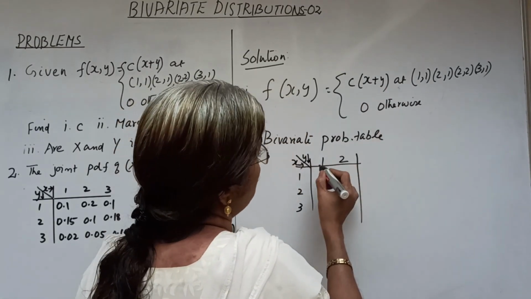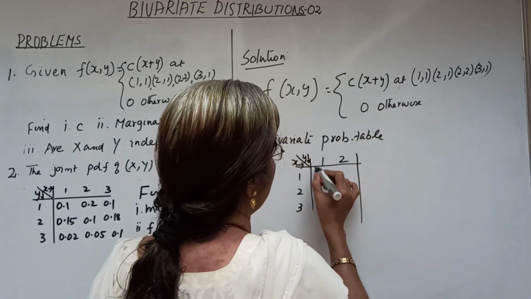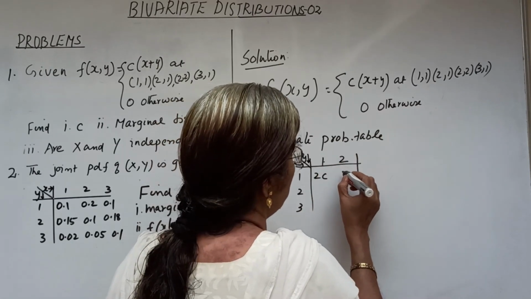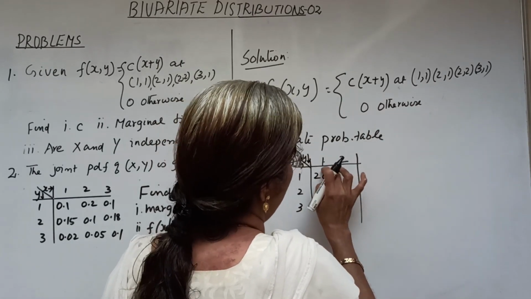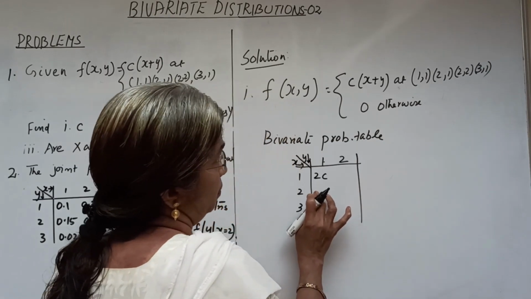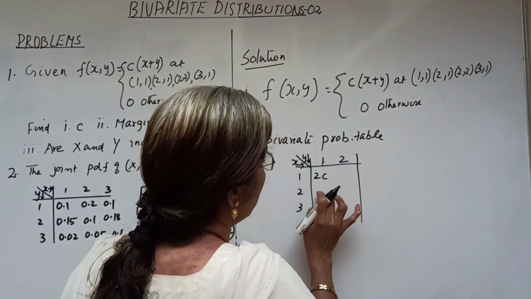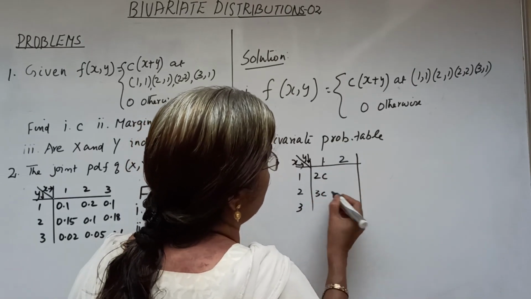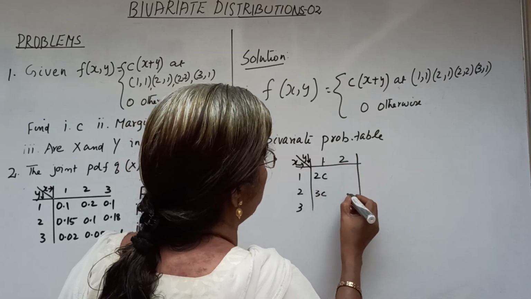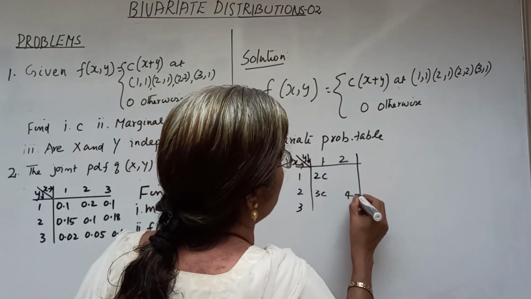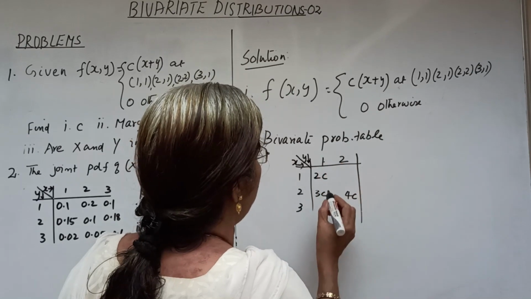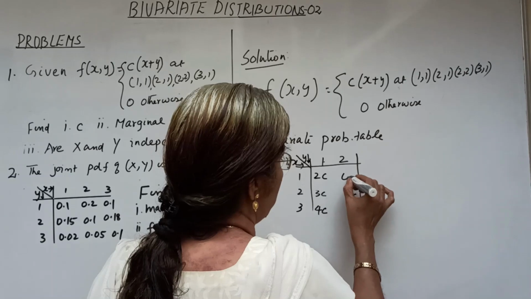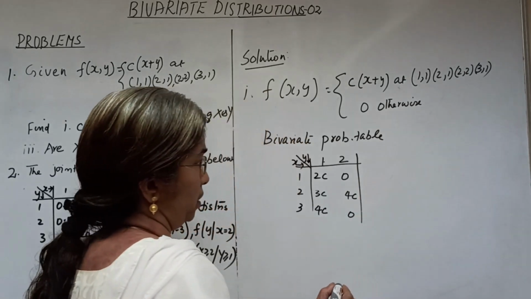First, at (1,1), c into x plus y is 1 plus 1, so this is 2c. At (1,2), 1 plus 2 is 3c. At (2,1), this is the pair (2,1), so 2 plus 1 is 3c. At (2,2), that is 2 plus 2, 4c. At (3,1), 3 plus 1, 4c. And for all other pairs, it takes the value 0. That is 0 here and 0 here.